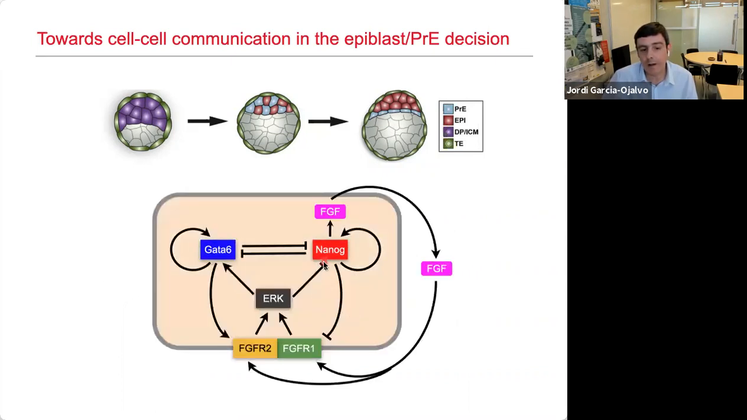And another player that is known to be important is this growth factor, fibroblast growth factor, FGF. This growth factor is produced by the red cells, and it is able to go out of the cell and go into the neighbors and then come back and help inform the choice, okay? So this means that cells communicate via this molecule. This is a signaling molecule, okay? So now the question is whether this FGF signal is necessary for the decision to take place or not.